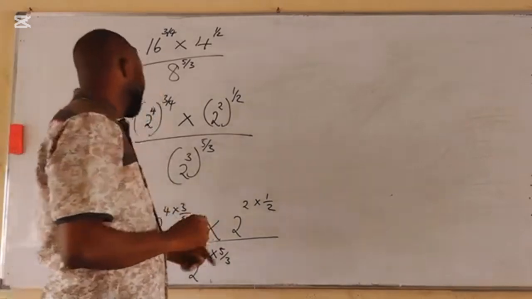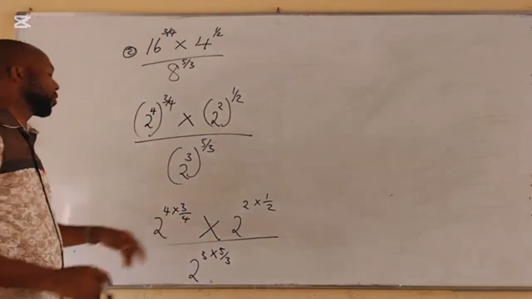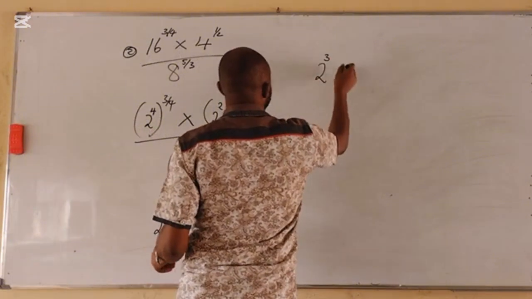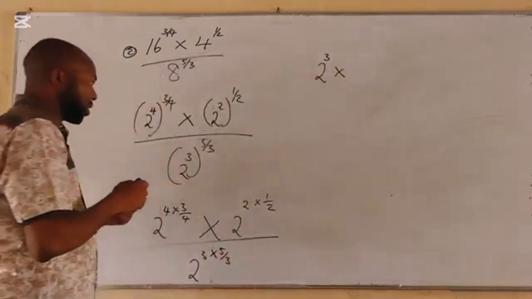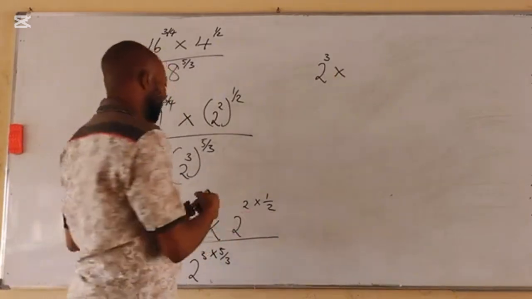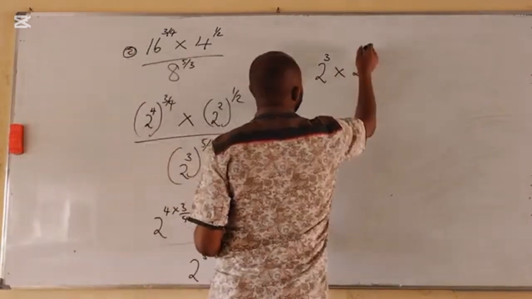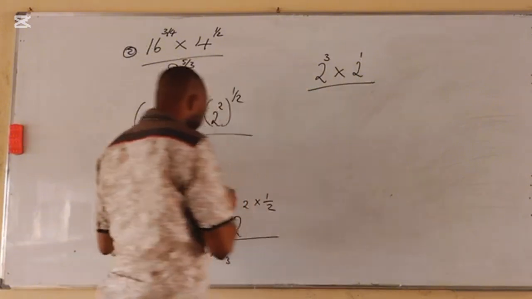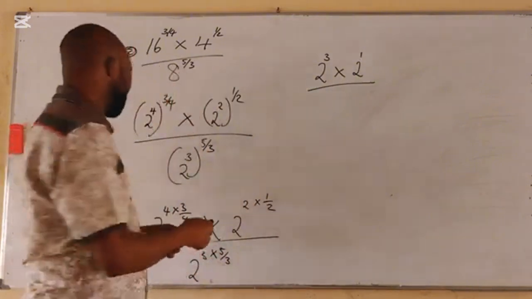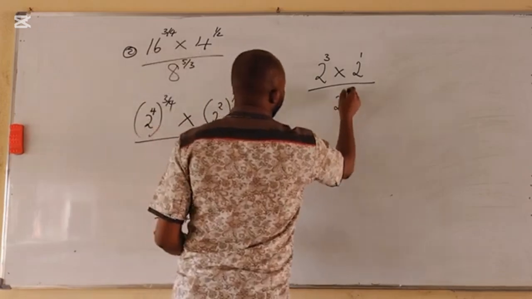Now 4 times 3 is 12. 12 divided by 4 is 3. So I'll have 2 raised to the power 3 times 2 times 1 is 2, divided by 2. 2 divided by 2 is 1. So I'll have 2 raised to the power 1 over 3 times 5, 15. 15 divided by 3 is 5. So I'll have 2 raised to the power 5.